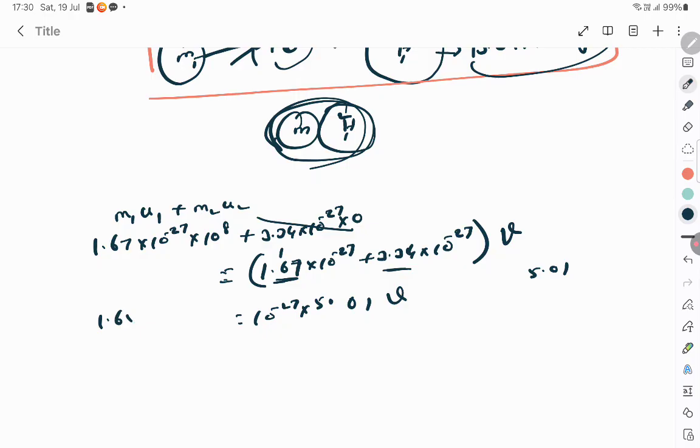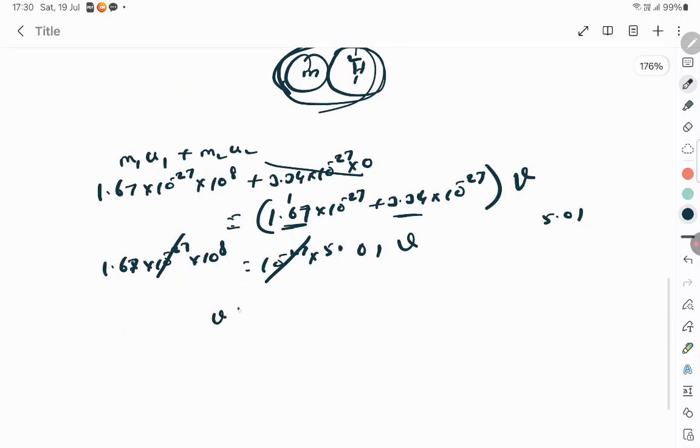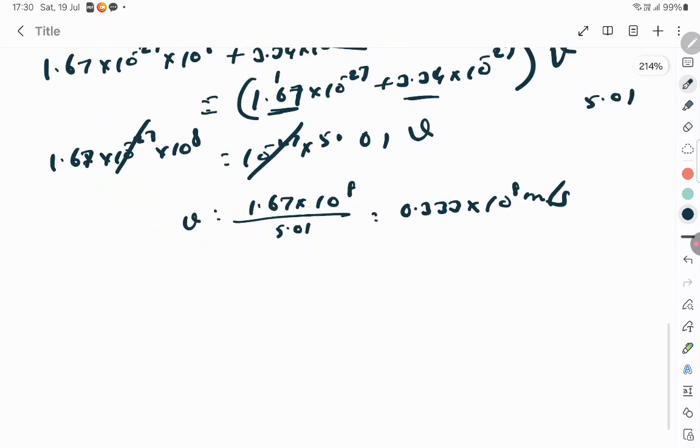is equal to 1.67 into 10 to the power minus 27 into 10 to the power 8, where the 10 to the power minus 27 gets cancelled. So v itself is 1.67 into 10 to the power 8 by 5.01, whose value is 0.333 into 10 to the power 8 meter per second. Again, using conservation of momentum. This principle is very, very important.